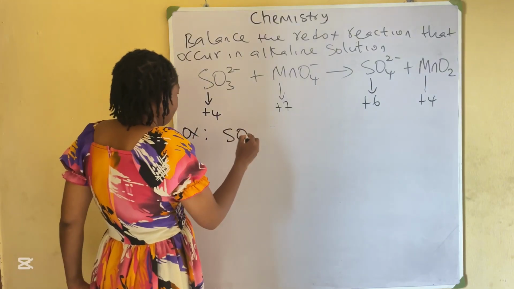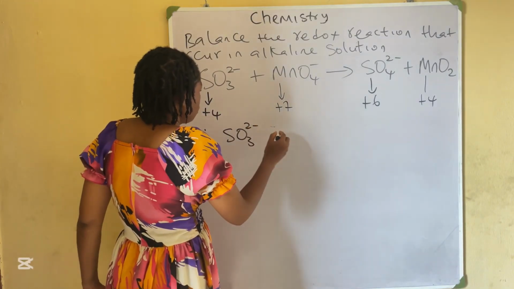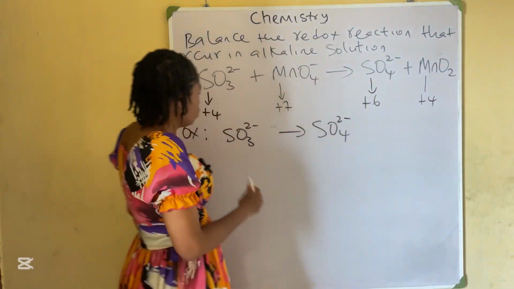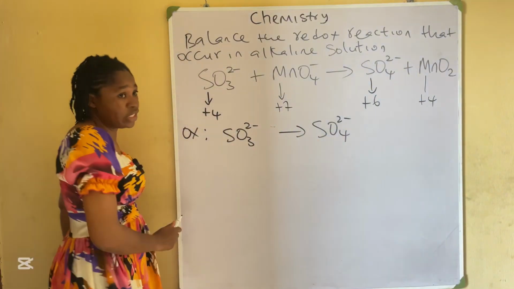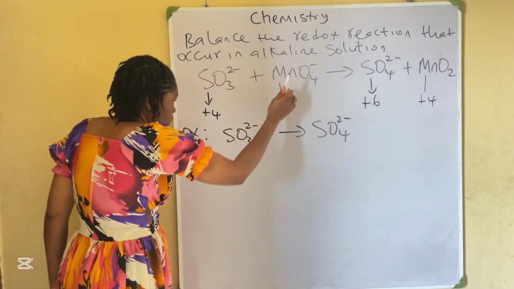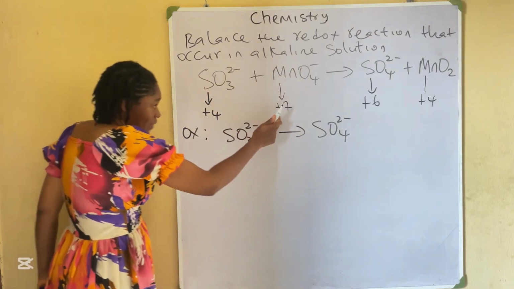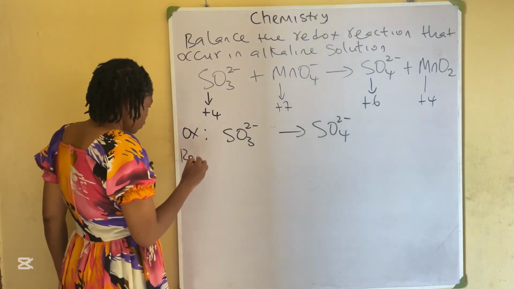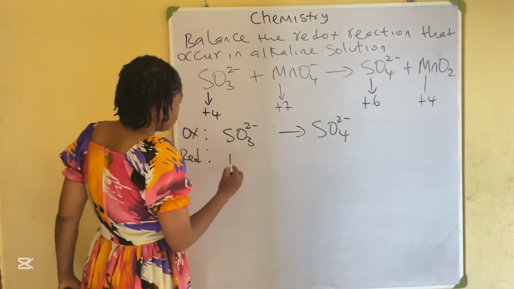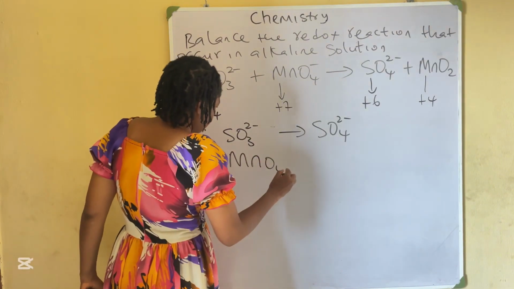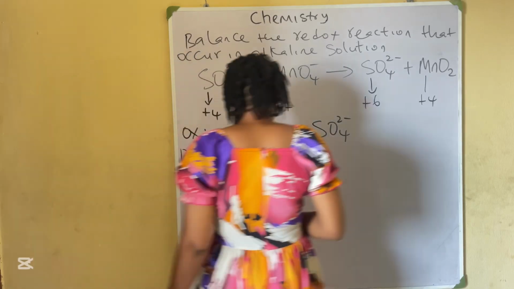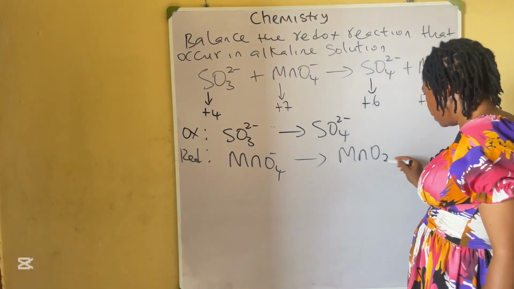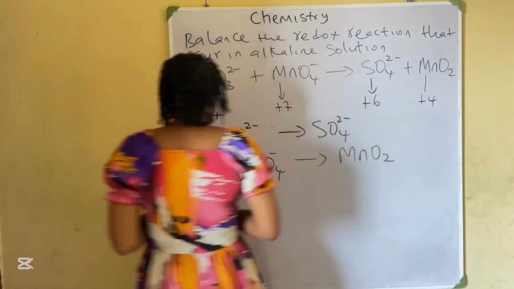So SO3 2-, giving SO4 2-, is the oxidation half equation. Then this other one will be for reduction, a decrease in oxidation number from plus 7 to plus 4. So for reduction, we have tetraoxomanganate(VII) ion, MnO4-, to give manganese(IV) oxide, MnO2.